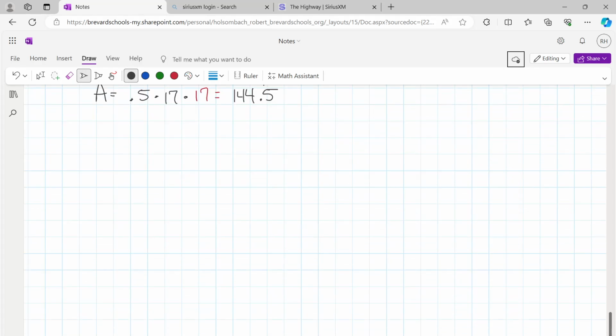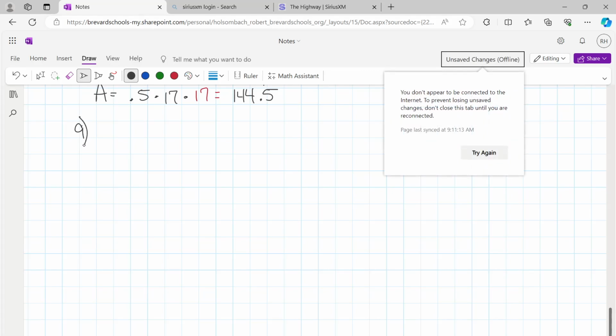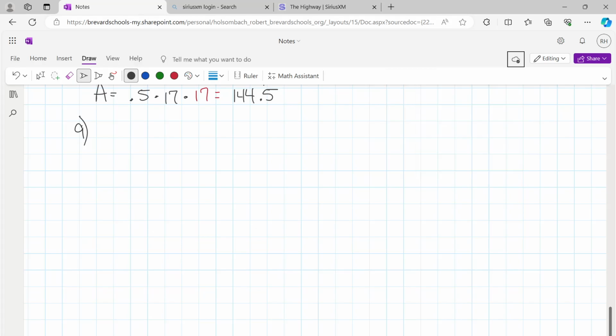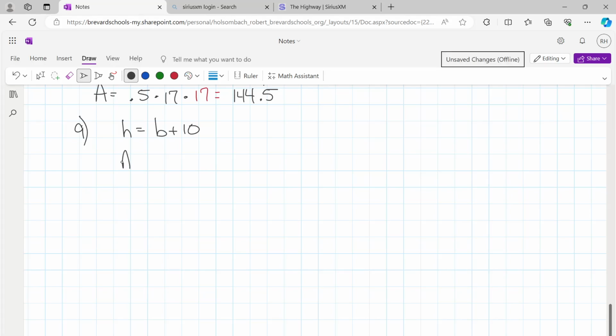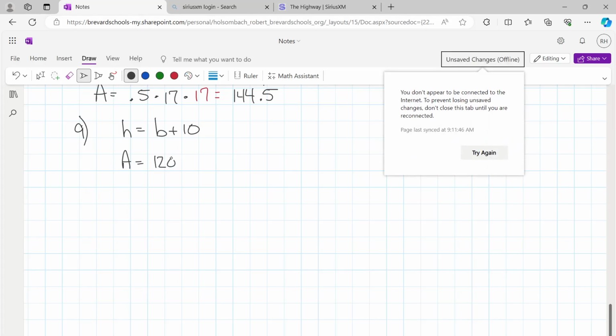All right, two problems left. Problem 9 and 10. In problem number 9, you're told that the height of a parallelogram is 10 feet more than its base. 10 more than the base. Height of the parallelogram is 10 more than the base, so base plus 10. The area of the parallelogram is 1200, so the area equals 1200. Find the base and the height.